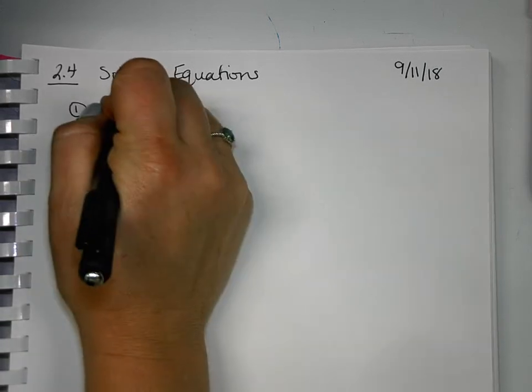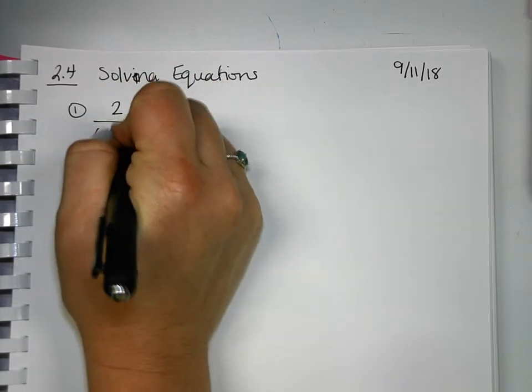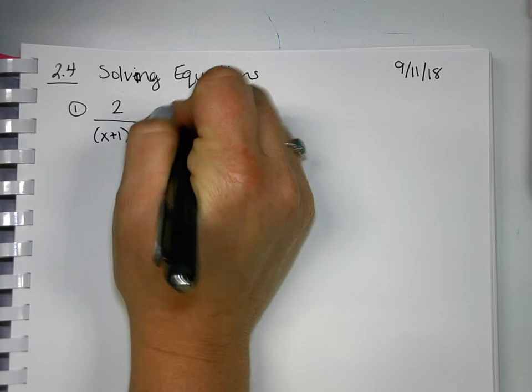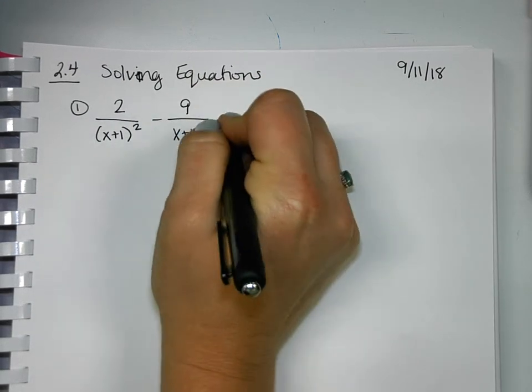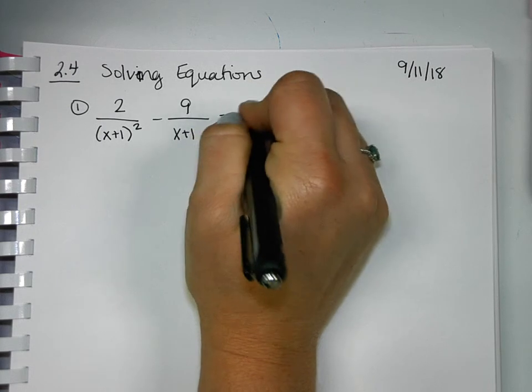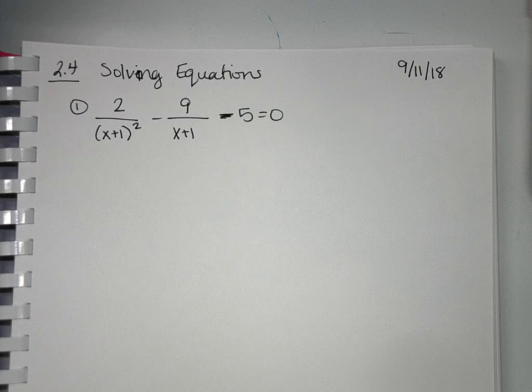So if we look at our first example, we'll see that we have, oops, that should be a minus sign. We can see that we have 2 fractions, a constant, all equaling 0. So I don't have any negative exponents here, so I don't have to worry about that. I also don't have any fractional exponents.